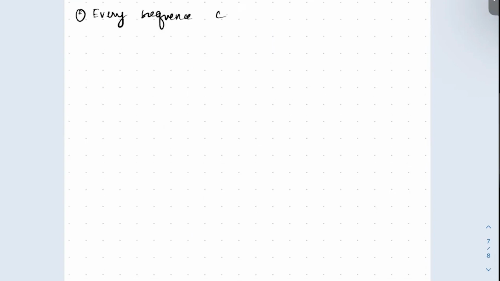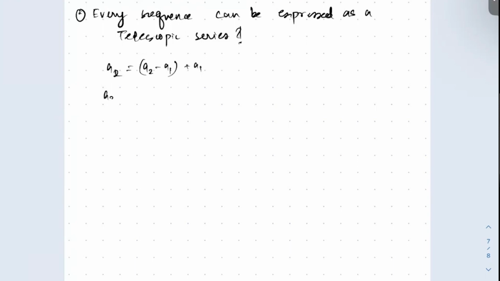Okay. And in fact, understand there is an inherent telescopic sum inside every sequence. Every sequence can be expressed as a telescopic series. How? Let's take a_n. Let's observe this. a1 is a1, but a2 is equal to a2 minus a1 plus a1. a3 is equal to a3 minus a2 plus a2 minus a1 plus a1. a4 is equal to a4 minus a3 plus a3 minus a2 plus a2 minus a1 plus a1.